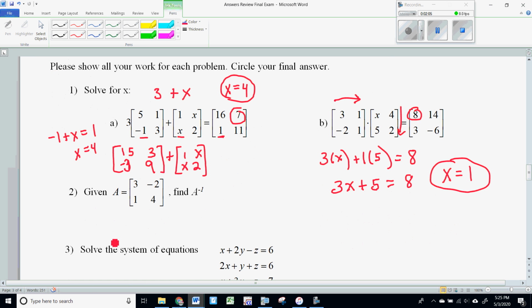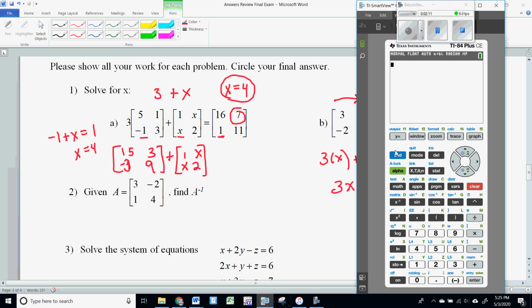Now in the next one, we want to find the inverse of a matrix. Now the only way to really find an inverse is to use the calculator. So let's go back to our calculator and talk about how we can do this. So we're going to go to second matrix, we're going to go to edit, and then we're going to have to put in the dimensions of this matrix, and this is a 2 by 2, and my numbers are 3, -2, 1, and 4.